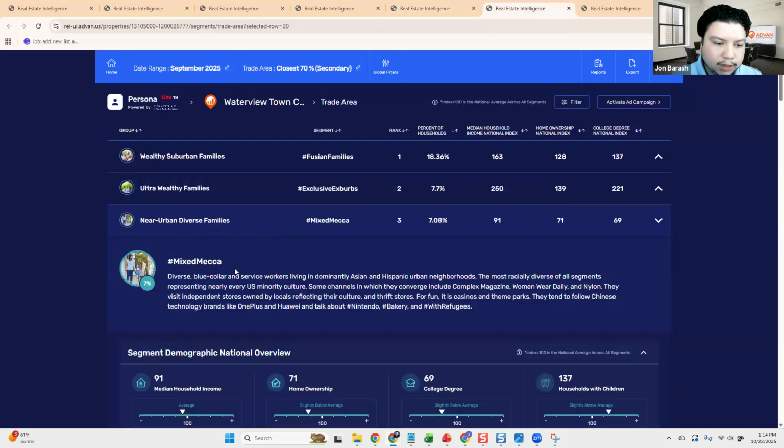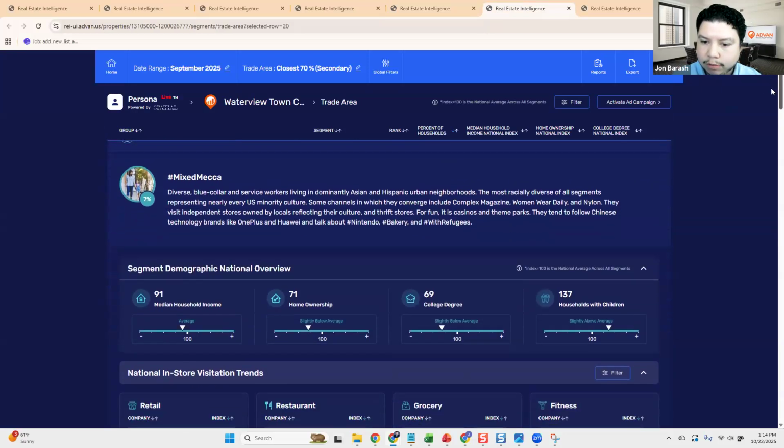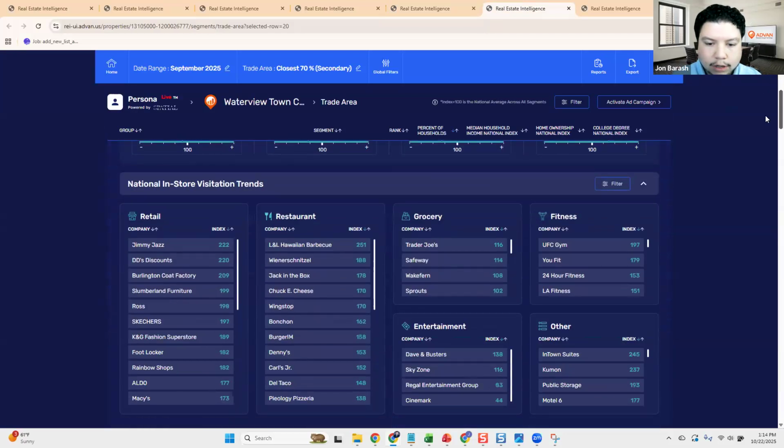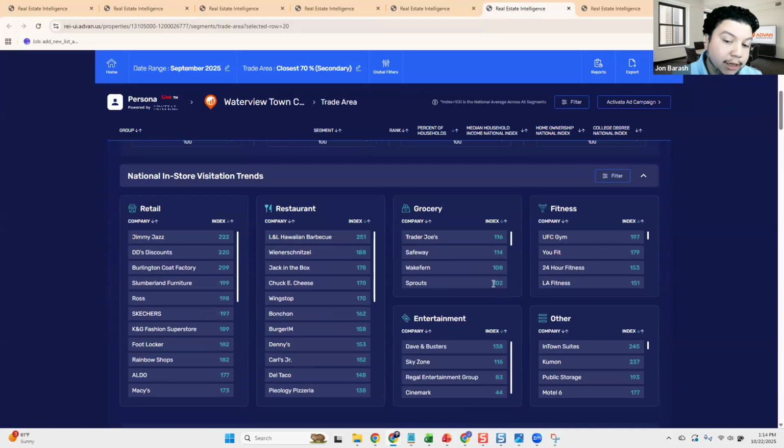And by clicking on them, we can see that Mixed Mecca are diverse, blue-collar and service workers living in dominantly Asian and Hispanic urban neighborhoods. But would it make sense to send them a campaign to go to Sprouts? It looks like they have about average likelihood to go to Sprouts, just as likely as anybody else. So I think we can expect to get a modest boost in visitation by sending them specific promotions like we did before.